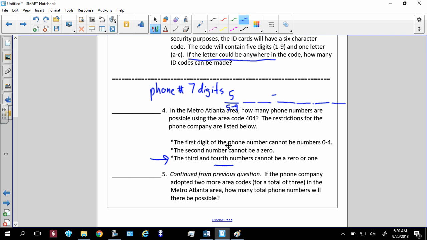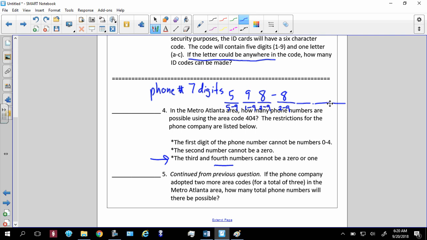The second number cannot be a 0, so that's a 1 through 9 situation, so that's 9 possibilities. All right, here we go. The third and fourth numbers cannot be a 0 or 1, so that means it's going to be a 2 through 9 situation for the next 2. And I believe, let's see, 2, 3, 4, 5, I believe that's 8. And that's where people stop.